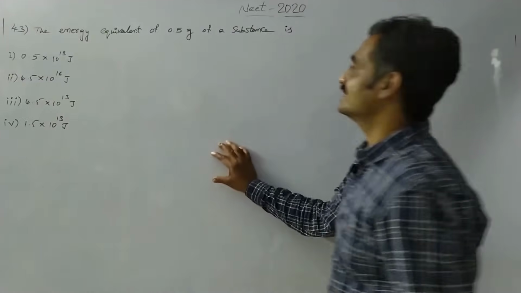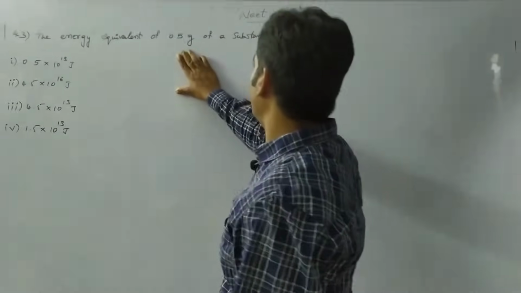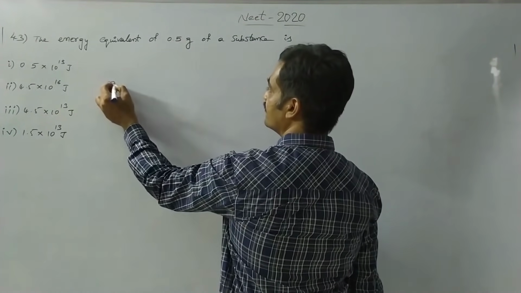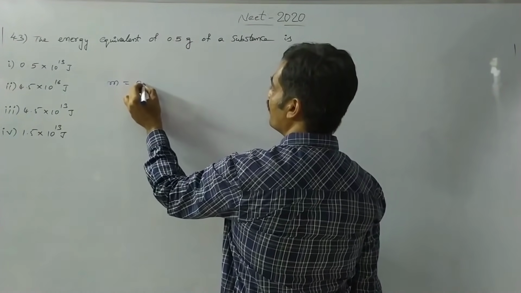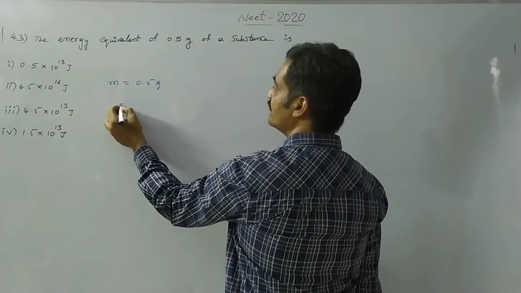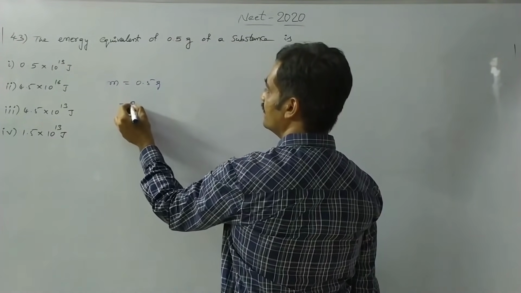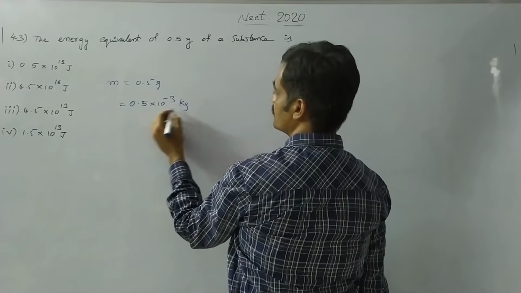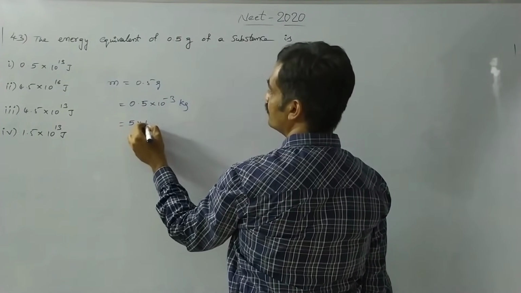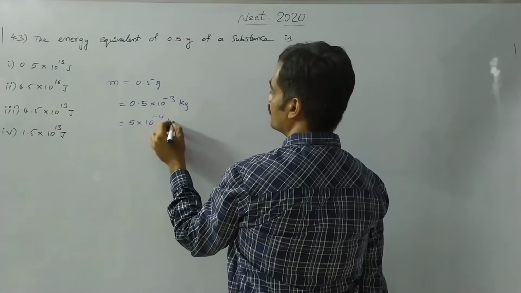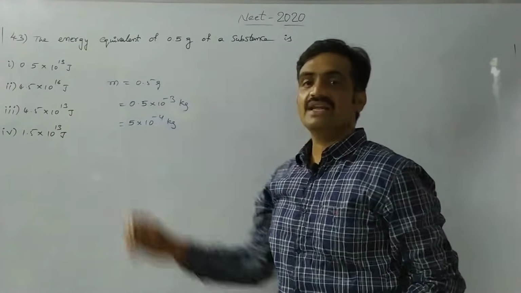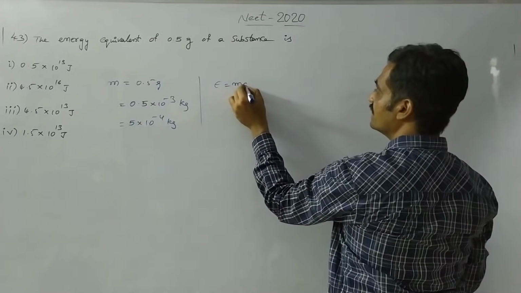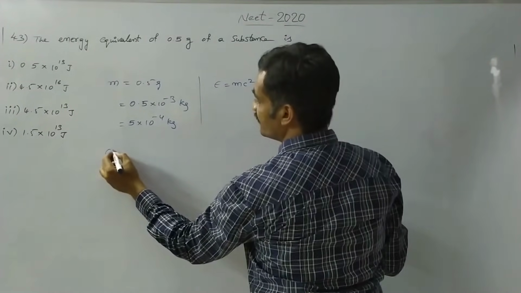The next question is: the energy equivalent of 0.5 gram of a substance is. So here the mass is given as m equals 0.5 grams. So I have to convert it into kg. We can write it as 0.5 into 10 to the power of minus 3 kg, or we can also write it as 5 into 10 to the power of minus 4 kg. Now here we have to find energy, where we know that energy is given as E equals mc square, where c is the speed of light.